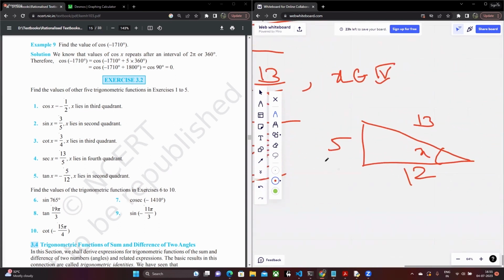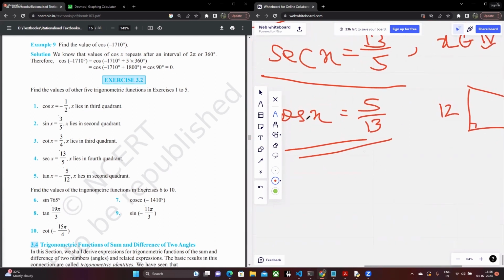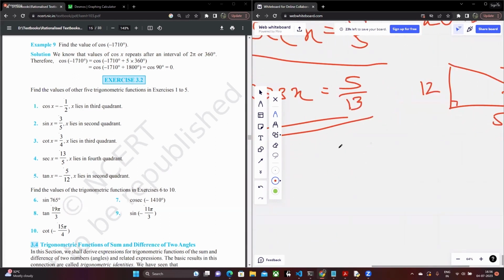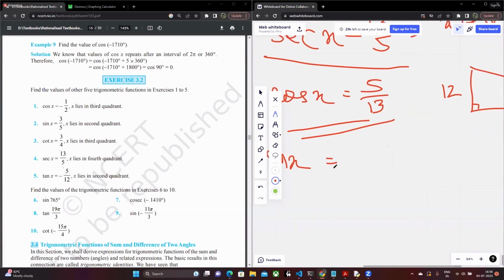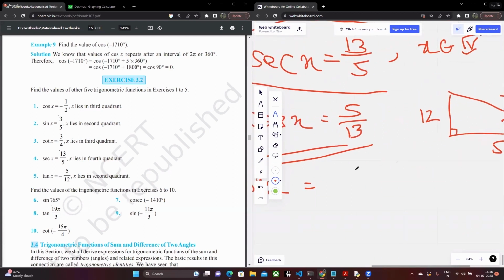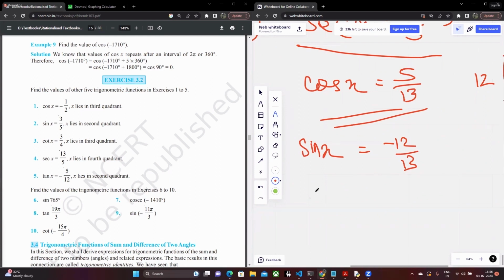Wait a minute, I haven't changed sides. I'm sorry for that. This is going to be 12, this is going to be 5, because cos x is adjacent by hypotenuse. So in a triangle, you have this right angle, and since cos x is 5 by 13, you have 5, 13, and 12 to be the 3 sides. So it's pretty easy to form the other ratios. Sin x is going to be minus of 12 by 13 because x is in the fourth quadrant. So sin is negative, but the value it takes is going to be the same as the value from the triangle. Sin x is minus 12 by 13.